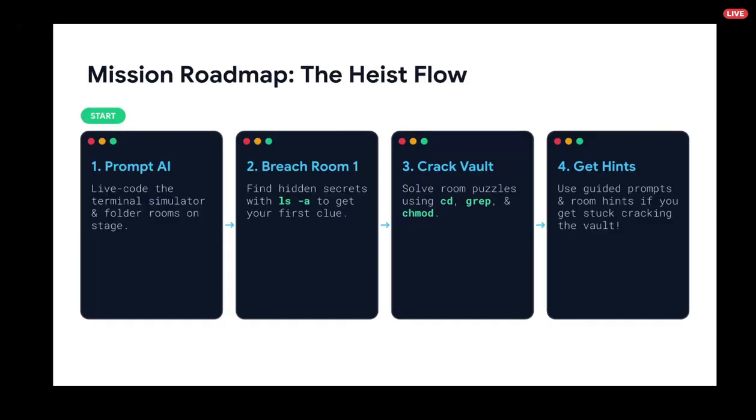Thank you so much. So this is our roadmap. The first roadmap, we call it the ice flow. The first roadmap is prompting the AI, and the second roadmap. These are the things that we'll be doing when we are prompting the AI. So we'll learn ED, we'll learn grip, and we'll learn other commands also. And we also use guided prompts.